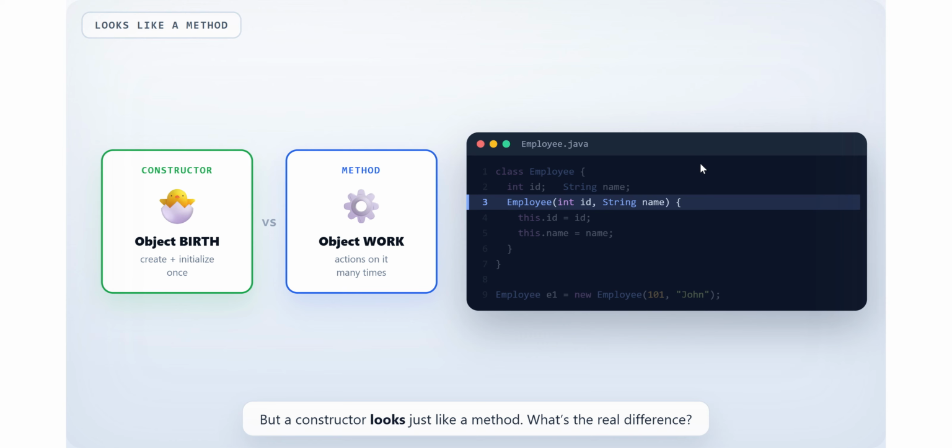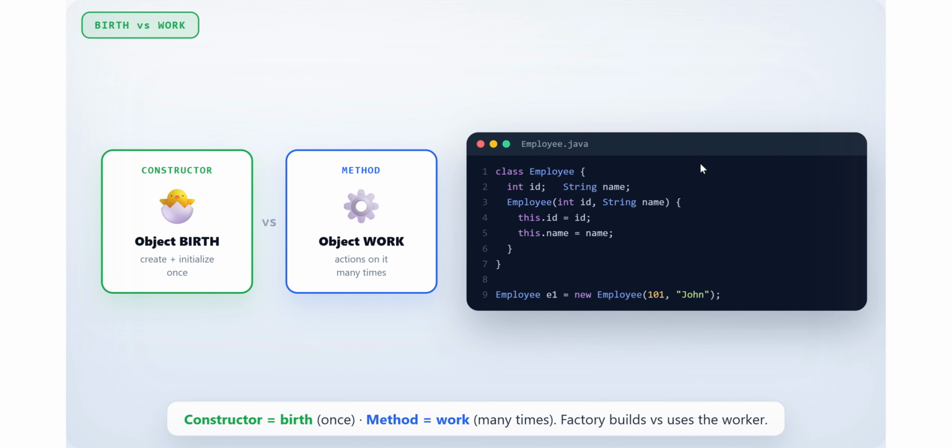Here's where everyone gets stuck. The constructor looks just like a method: a name, brackets, a body. So what actually makes it different? Think of it as birth versus work. A constructor handles the object's birth. It runs once to create and initialize. A method does the object's work, actions you call again and again after it exists. Like a factory, the constructor builds the worker. The methods are the worker doing its job.